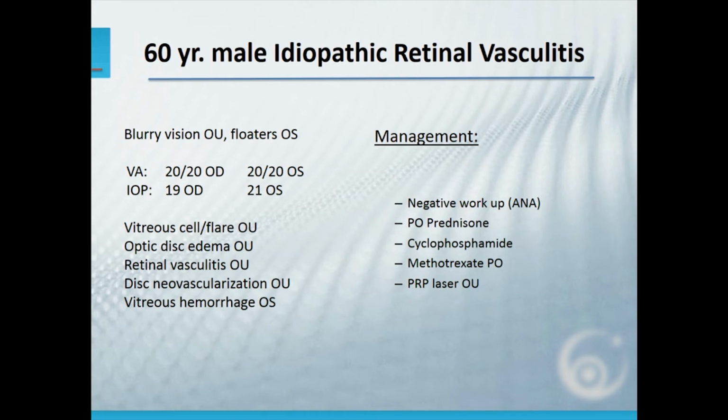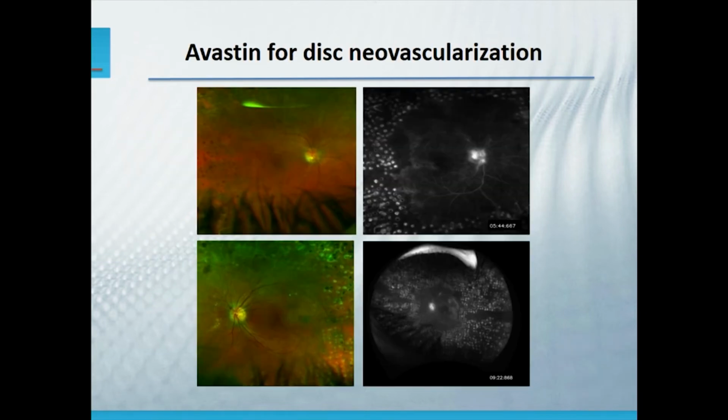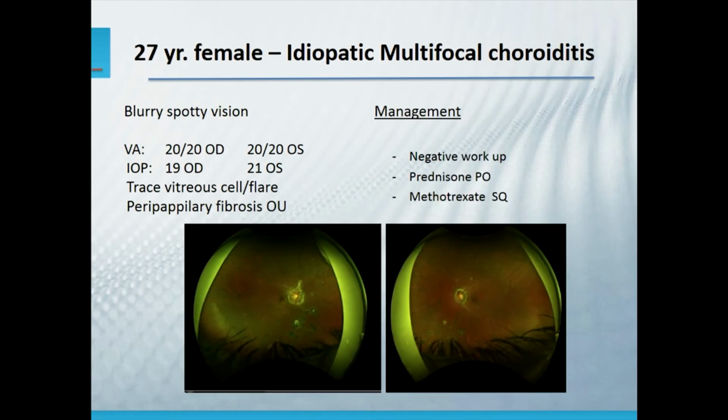And this is his wide-field angiography imaging, which shows the hyperfluorescent changes at the optic nerve head. And you can see the PRP pattern that was placed to help control the non-perfusion and angiogenesis. But there was still persistent leakage from the disc neovascularization, which I then controlled with intravitreal anti-VEGF treatments.